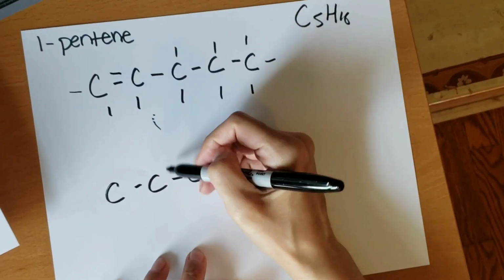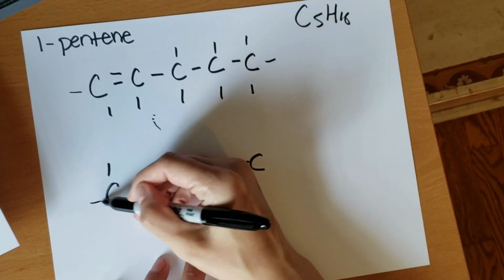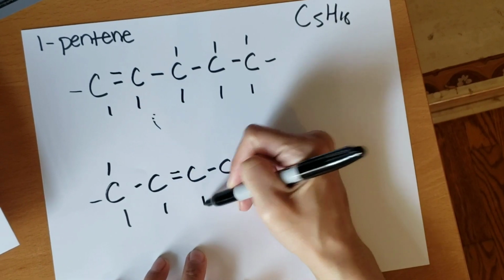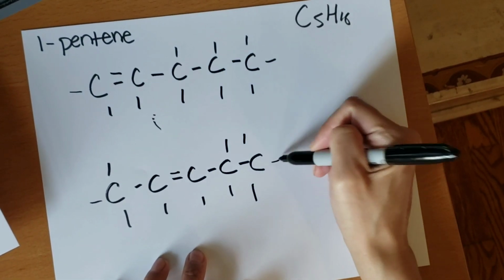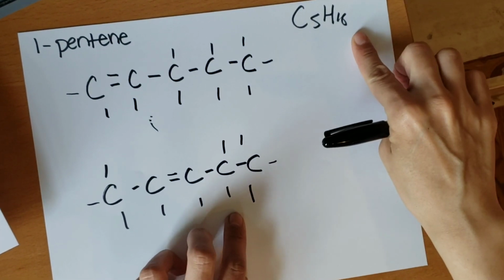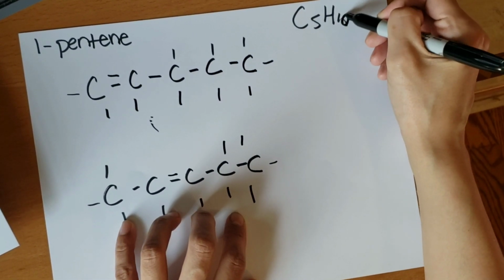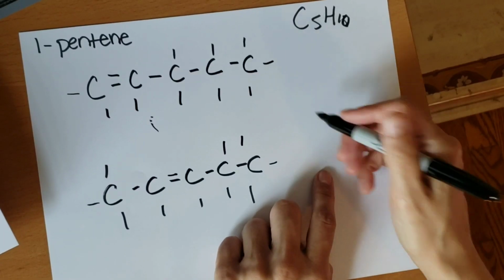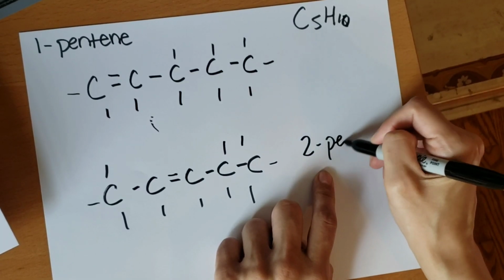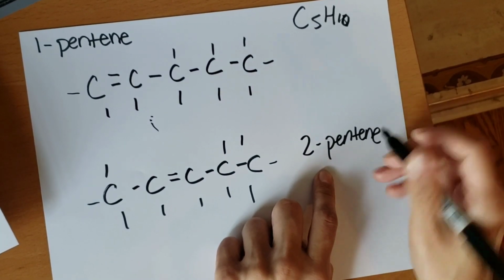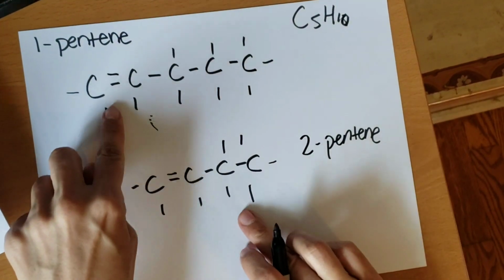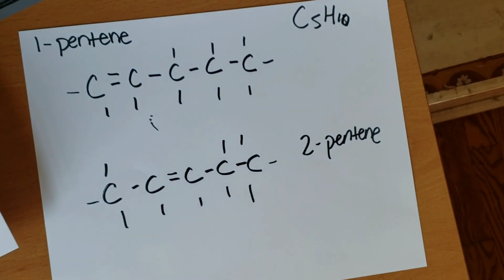And I'm going to take its double bond and move it over. So this is also C5H10. But this is called 2-pentene. So different name, different structure, different properties.